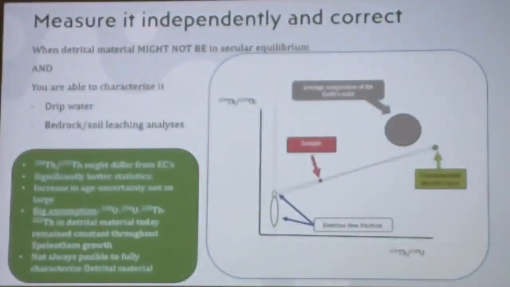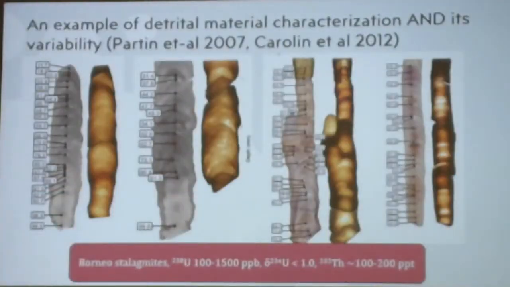And that basically has the advantage because if the correction of the detrital material is quite significant, if the age corrections that we are obtaining in the contribution of the detrital thorium are significant, that basically means that if we want to obtain good uncertainties in our ages, we have to work on characterizing the detrital end member. So I'm going to show you an example.